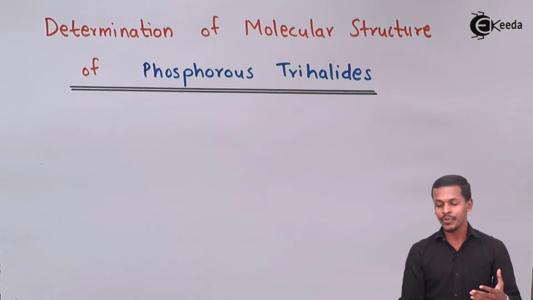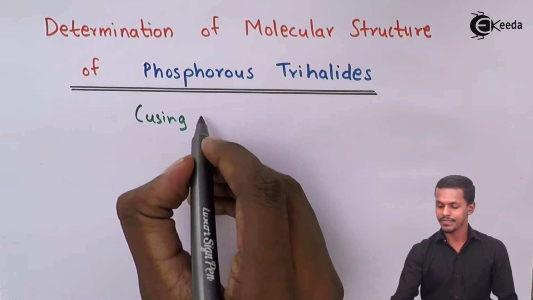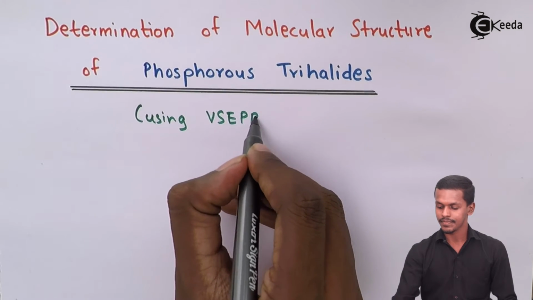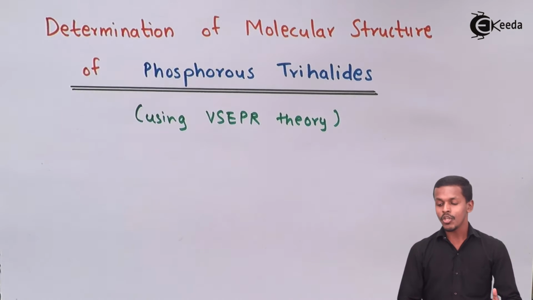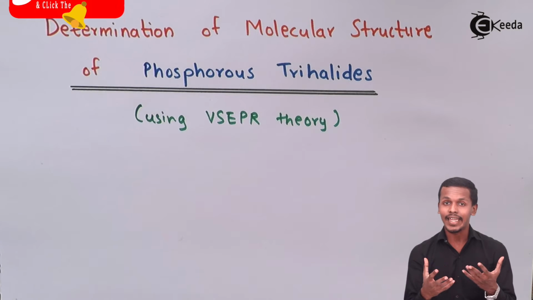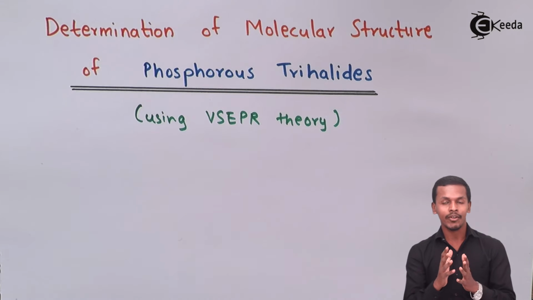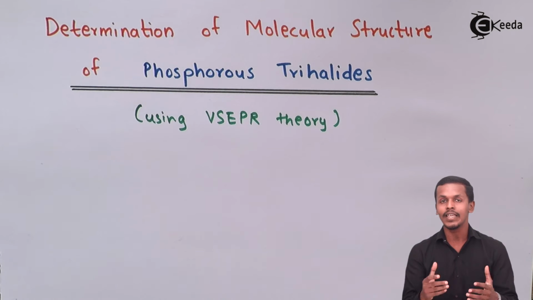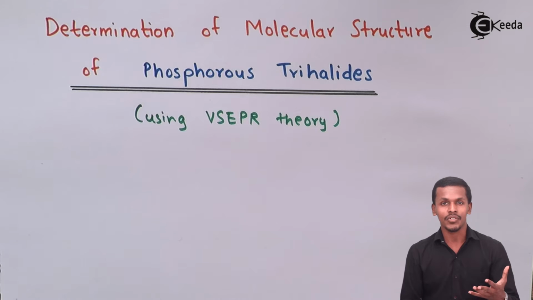So in this lecture we are going to determine the molecular structure of phosphorus trihalide using VSEPR theory. Talking about phosphorus trihalide, phosphorus is the one acting as the central atom in the overall structure, and for that reason we have to understand its electronic configuration, because on that basis we can easily determine the structure of the overall molecule and its bond angle. That is all dependent on phosphorus and its lone pair of electrons.